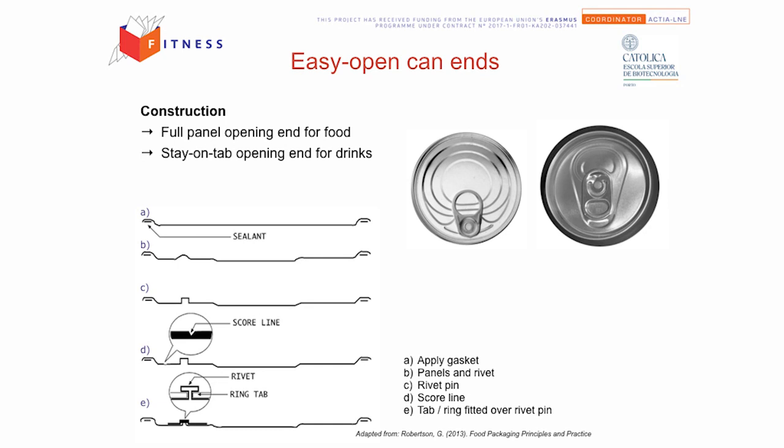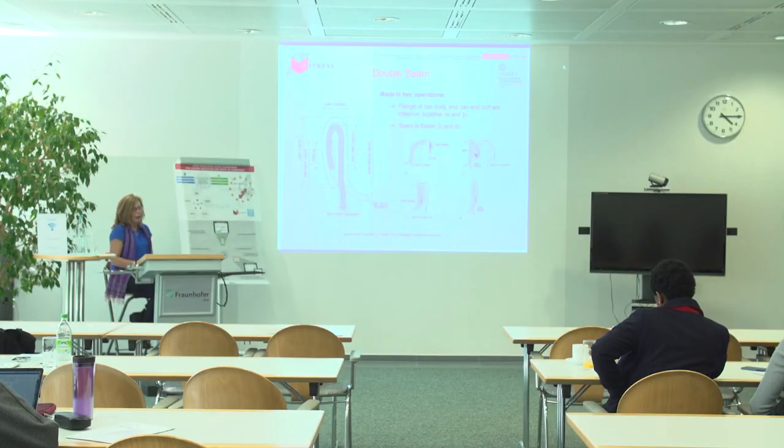And here we have some details on how this ring is attached to the end. Very importantly is how we close the can, and we use a double seam. So a double seam is, in fact, produced in 2 steps again.